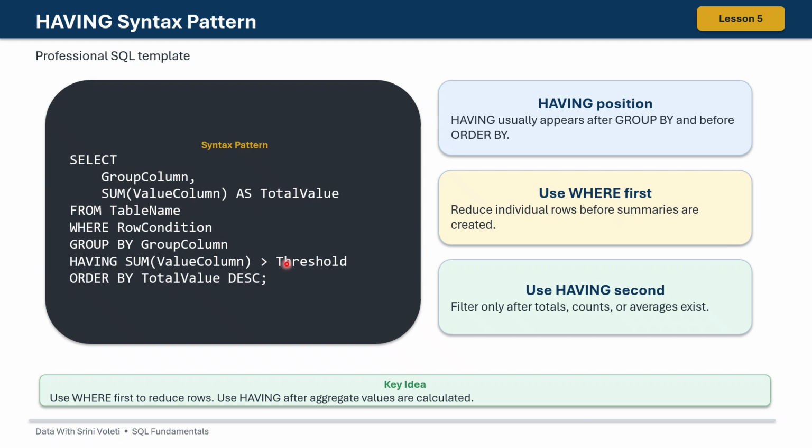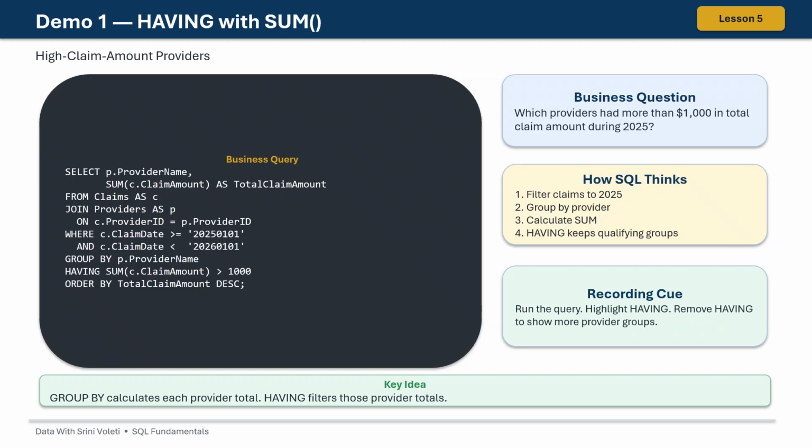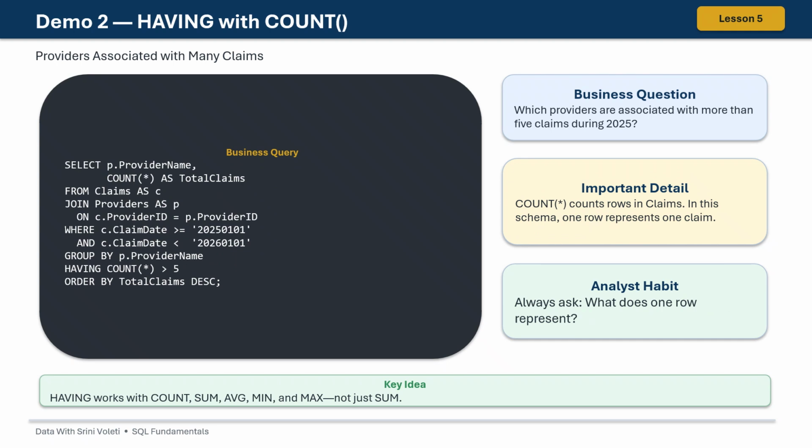Here is the professional SQL pattern. We select the group column and calculate an aggregate value such as sum, count, or average. FROM tells SQL where to read the data. WHERE filters individual rows before grouping. GROUP BY creates one summary row for each group. HAVING filters those summarized groups after the aggregate values are calculated. ORDER BY sorts the final report.